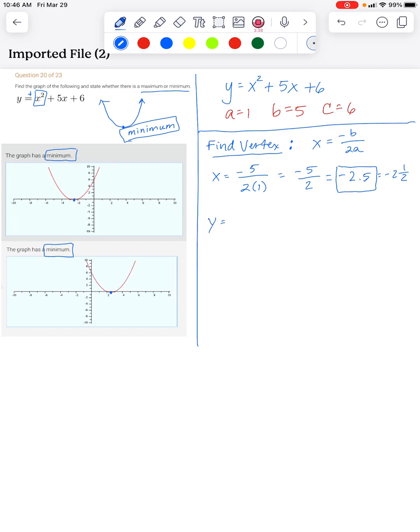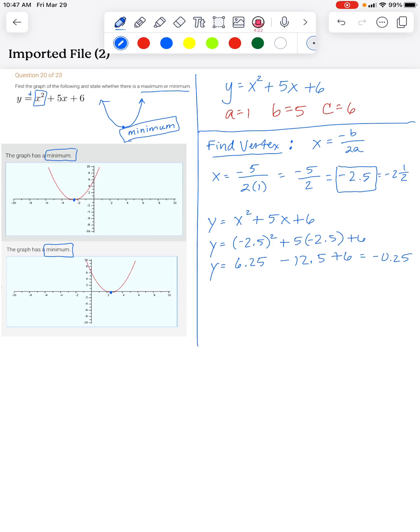How do I find the y value? Well, I'm going to pull down my original equation of x squared plus 5x plus 6. And I'm going to take that x value that I found of negative 2.5, and plug it into every x that I see in my original equation. So we're going to have negative 2.5 squared plus 5 times negative 2.5 plus 6. And we'll do the math on that, and we end up with y equals 6.25, minus 12.5, plus 6. And we end up with this value at the end, negative 0.25.